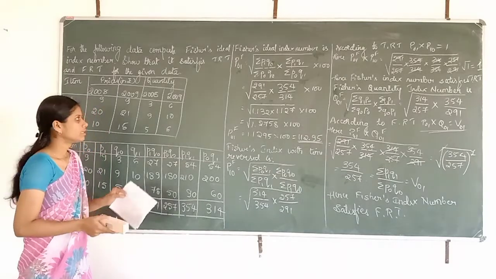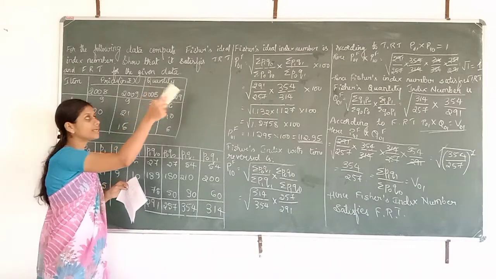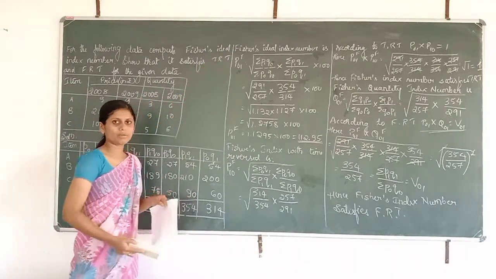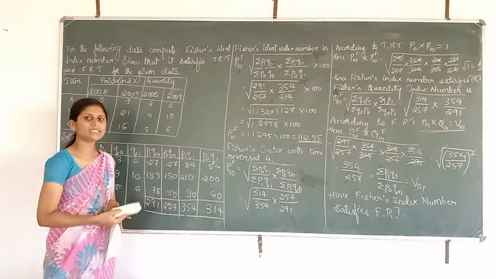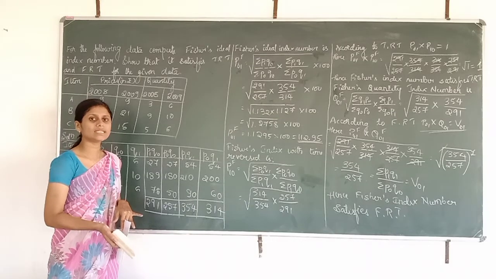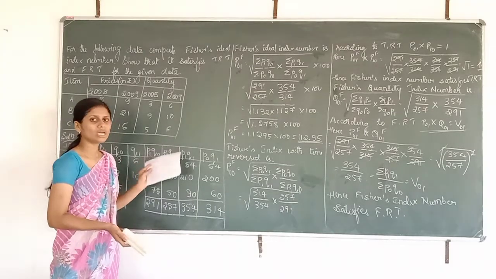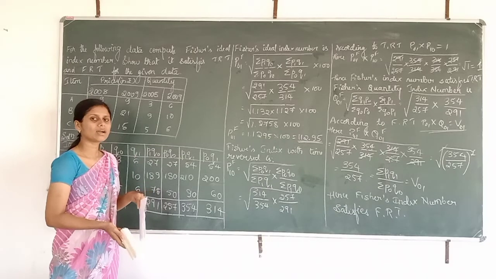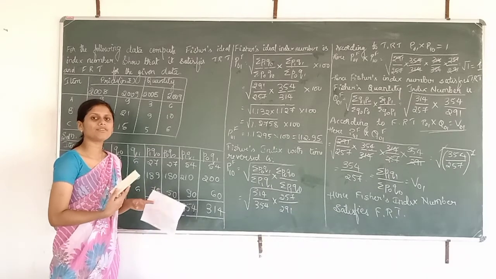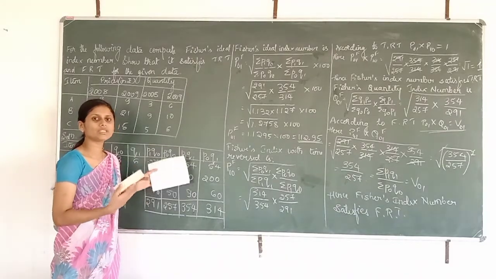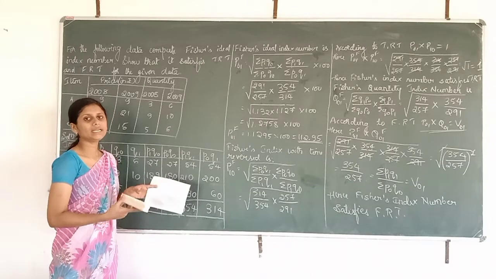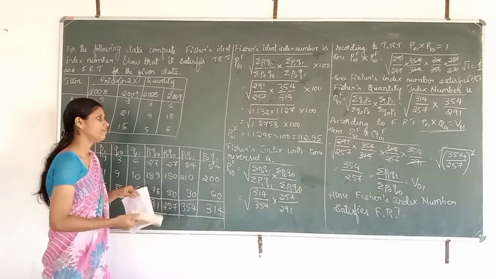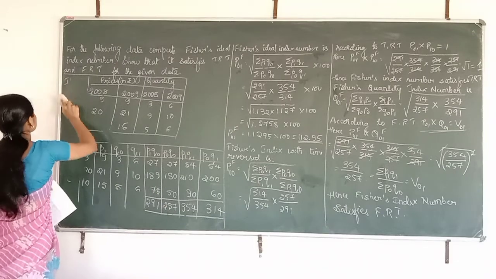So that's why Fisher's index number is called the ideal index number, because it satisfies the time reversal test as well as the factor reversal test, and it takes into consideration both base year quantity as well as current year quantity, and it is free from bias. That's why Fisher's index number is called the ideal index number. Now we will move on to the next problem.